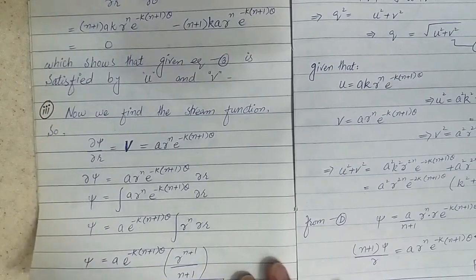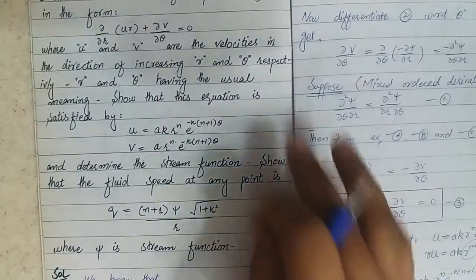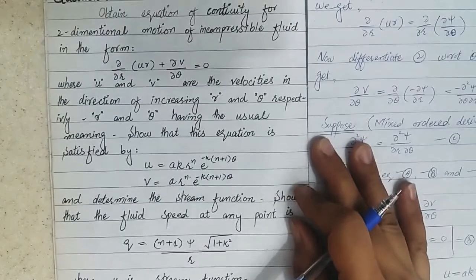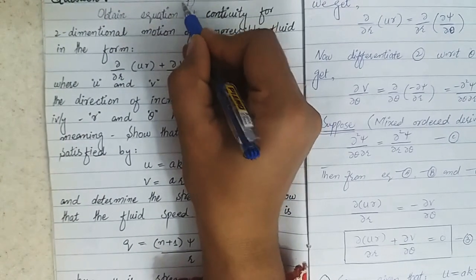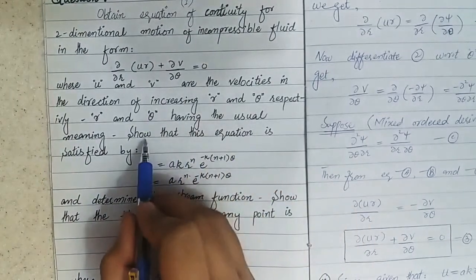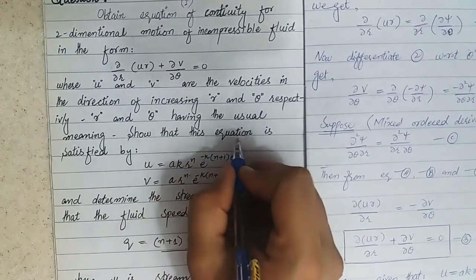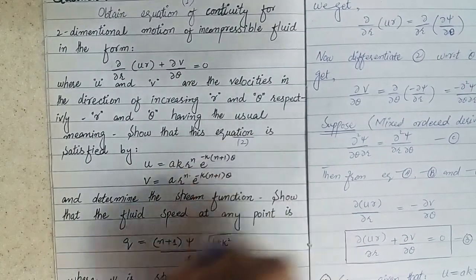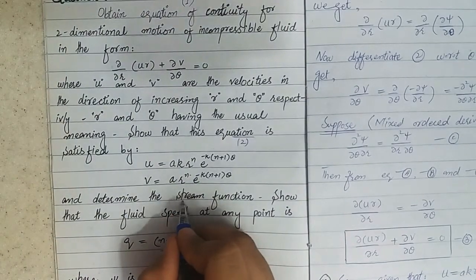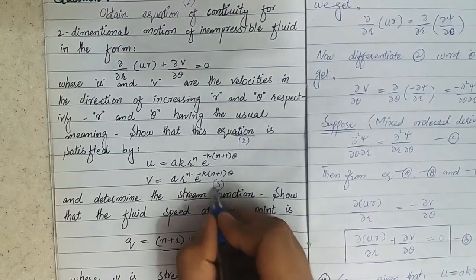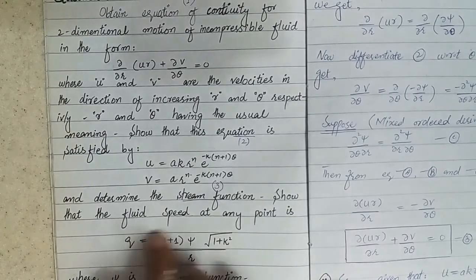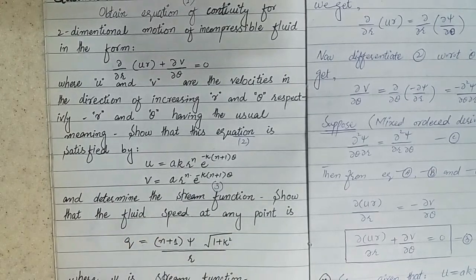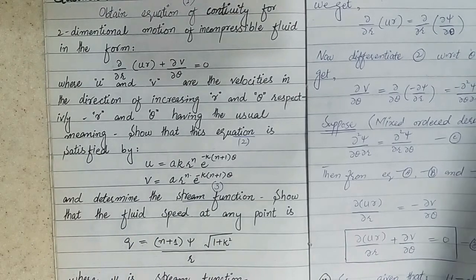We have also found the stream function. Our question consists of four parts. First, we have to obtain the equation of continuity. Second, we have to show the equation is satisfied by these terms. Third, we have to determine the stream function. And fourth, we have to show that the speed is given by this formula, meaning we have to combine the u and v components to find the speed.